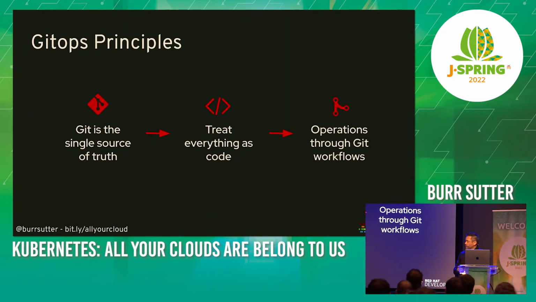So that's incredibly powerful, right? So Git is a single source of truth. Treat everything as code, and all your operations are through Git-based workflows. You have your audit trail. You know who exactly did what and when. And as a matter of fact, if you don't want any humans touching your production clusters, only Argo is touching your production clusters, and you have the source of truth in Git, as an example.